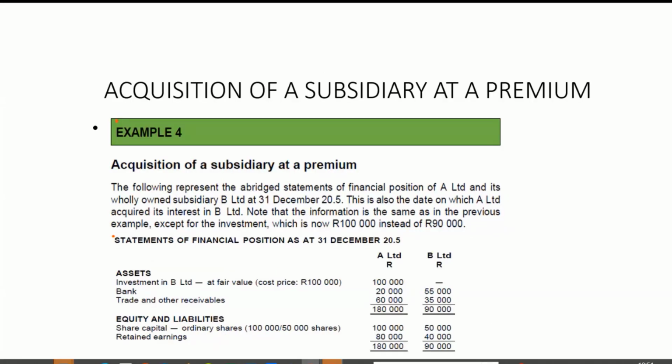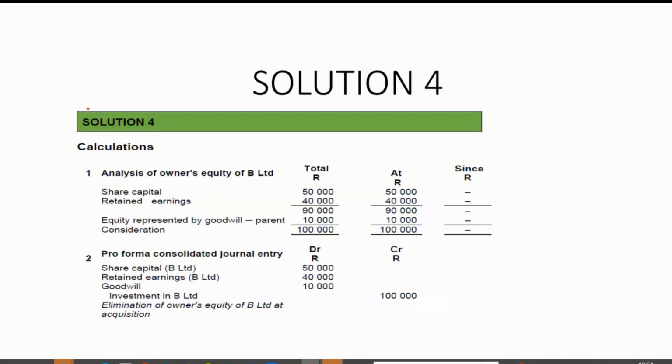So this example is the same as what we did in the preview, except that instead of us buying the company for 90,000, we actually bought it for 100,000, giving us goodwill. Look here, equity represented by goodwill of 10,000. UNISA just wanted to show us how we got the goodwill. The net asset value of the company: share capital 50,000, retained earnings 40,000, giving us 90. Then we bought it for 100,000, even though the company is worth 90, giving us goodwill of 10,000.